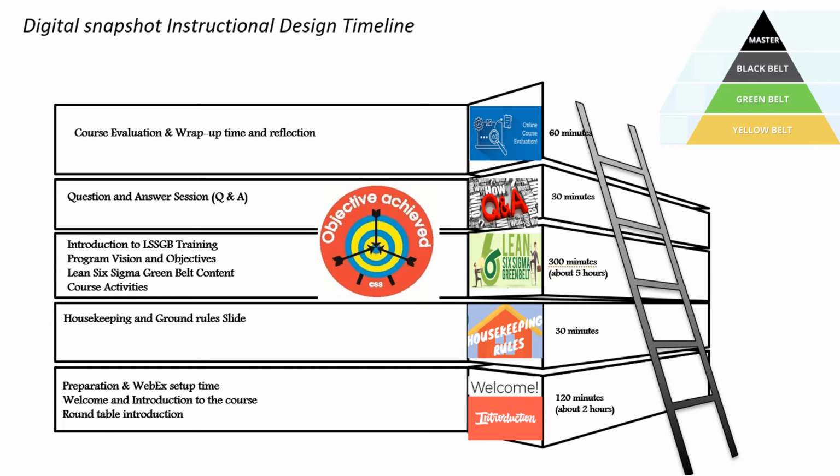When the participants reach these two phases, the introduction to Lean Six Sigma and the question and answer phase, their objective will be met. So the goals and objective of the training will be met at these stages. Then we'll also have a course evaluation and a wrap-up time for reflection that will be almost about 60 minutes.